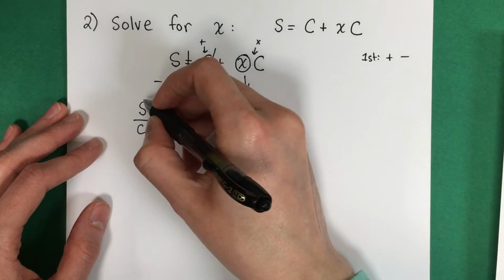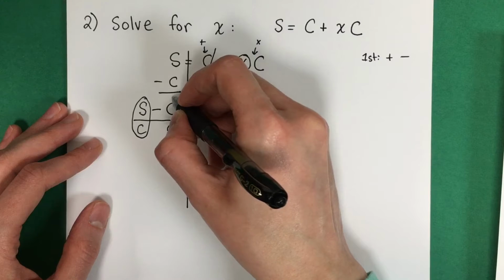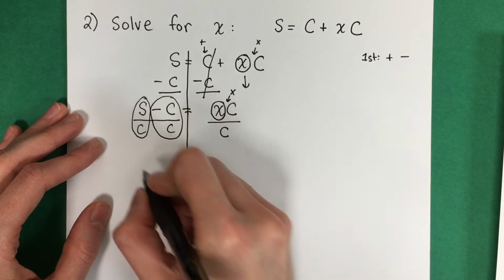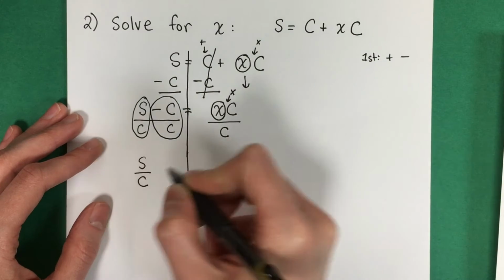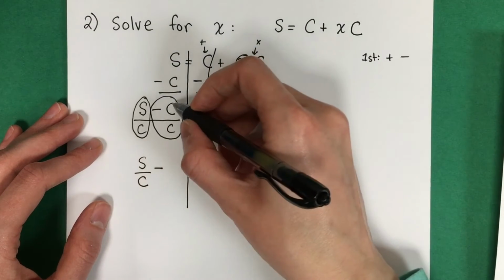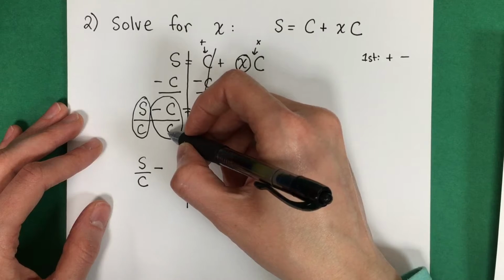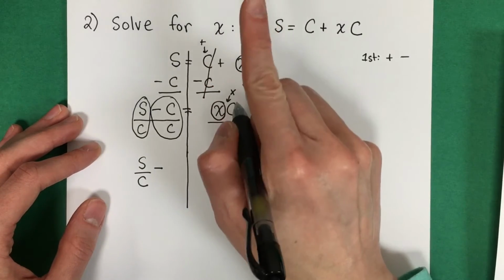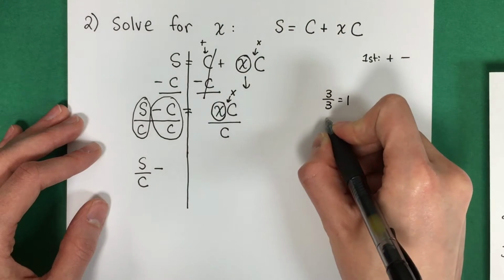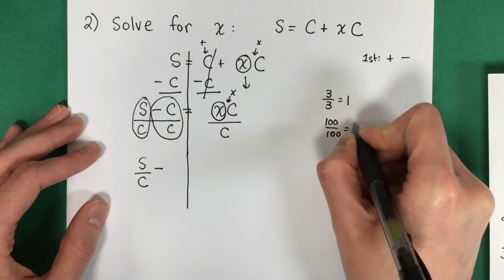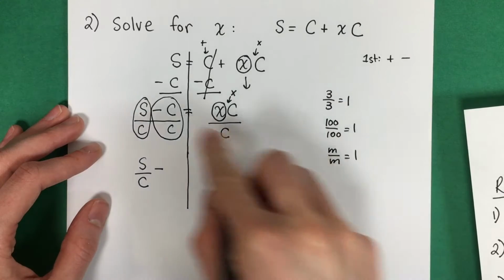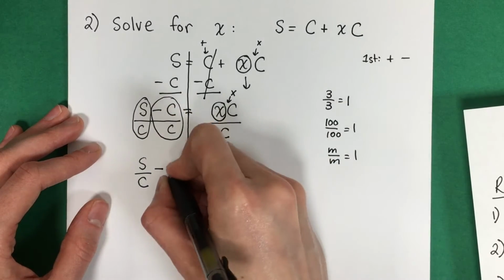So now we're going to do S divided by C, and we're going to do negative C divided by C. S divided by C is the same. Negative C divided by C. So I'm going to copy the minus. C divided by C is 1. Anything divided by itself is 1. So for example, 3 divided by 3 is 1. Okay, 100 divided by 100 is 1. Okay, M divided by M is 1. So C divided by C is 1. And you copy that minus.